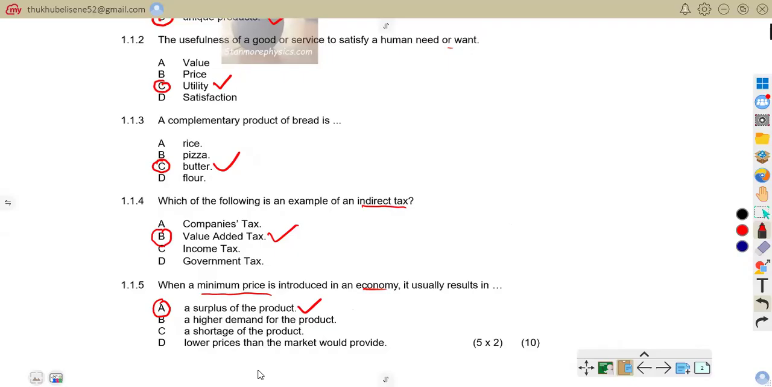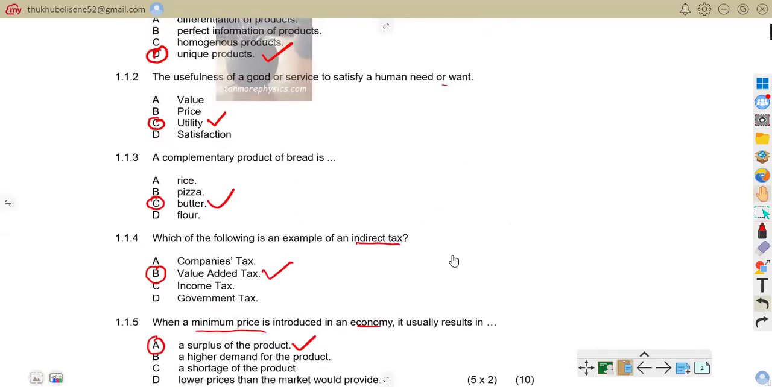What is this surplus of the product? A surplus occurs when supply is greater than demand at a certain price. For example, farmers produce more maize than consumers buy, or unsold clothes in shops. So that is what we are saying is a surplus of the product. When it says a minimum price is introduced in an economy, it usually results in a surplus of the product. Hope we are together.